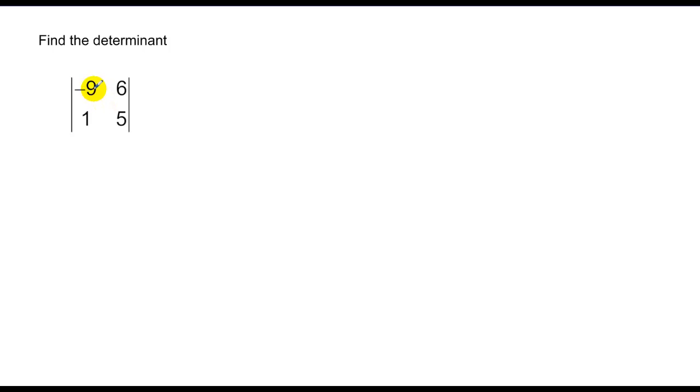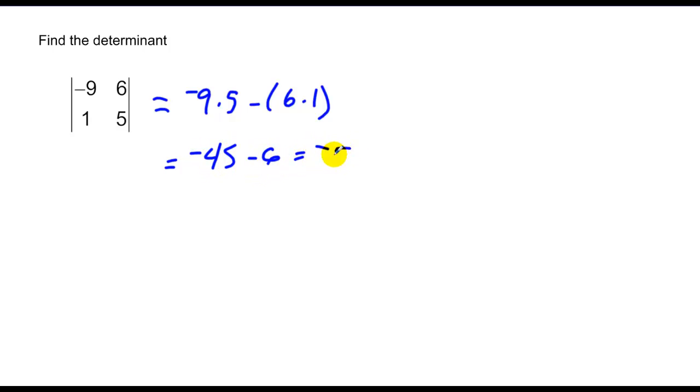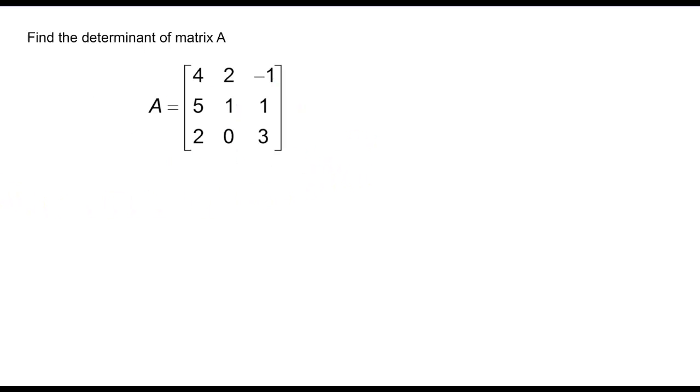We'll start with our 2 by 2. Want to find the determinant, so I'm going to take and multiply the diagonal of negative 9 and 5, and then subtract off the multiplication of the diagonal of 6 and 1. So this gets me negative 45 and minus 6, which is negative 51. Pretty cake. Next, we'll do my 3 by 3.